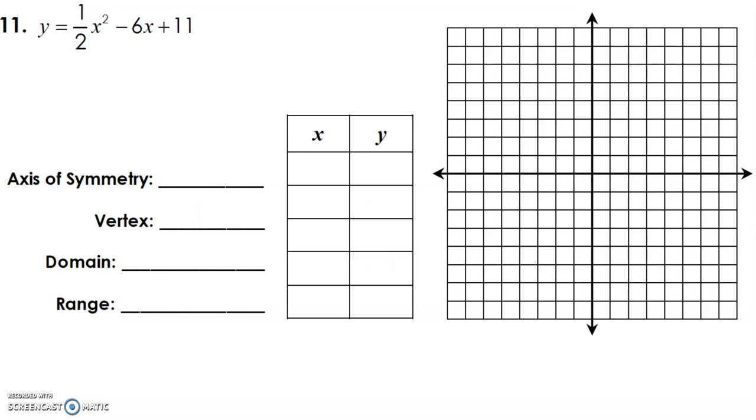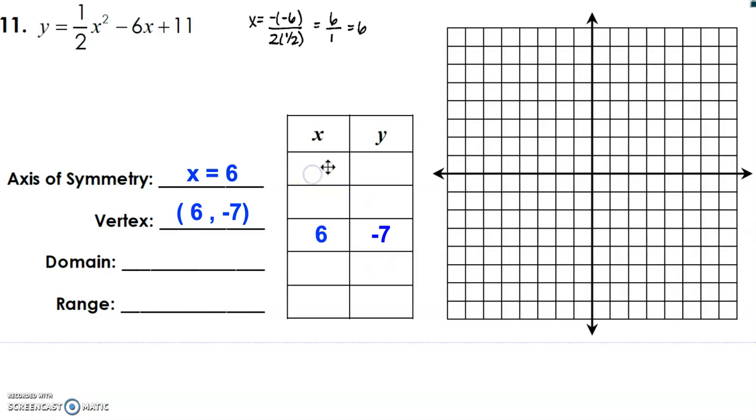All right, here's our last example. Notice this a value is 1/2. So when I plug in, I have -b, which is -6, over 2 times a, which is 1/2. So that gives me 6 over 1, which is 6. So my axis of symmetry is x equals 6, which gives me that x value for my vertex. When I plug 6 back in, I get -7 for y.